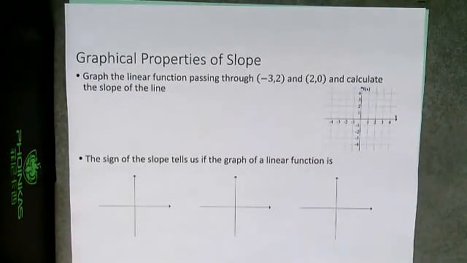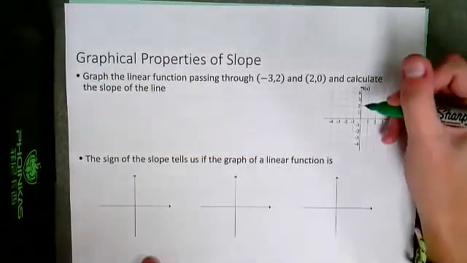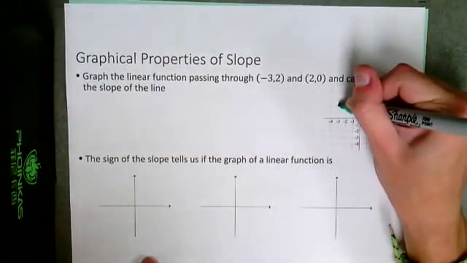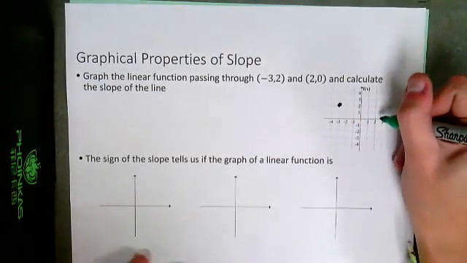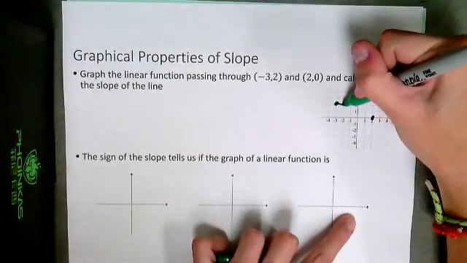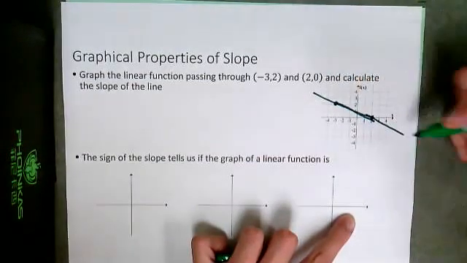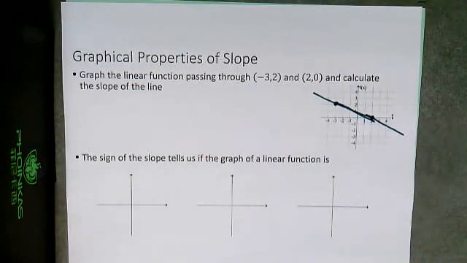Well, let's look at this example. Graph the linear function passing through the point negative 3, 2, and 2, 0. Calculate the slope of that line. Well, let's sketch this out. Negative 3, 2 is right here. 2, 0 is right here. That's a little bit off, but it's fine. Roughly, it looks like that.